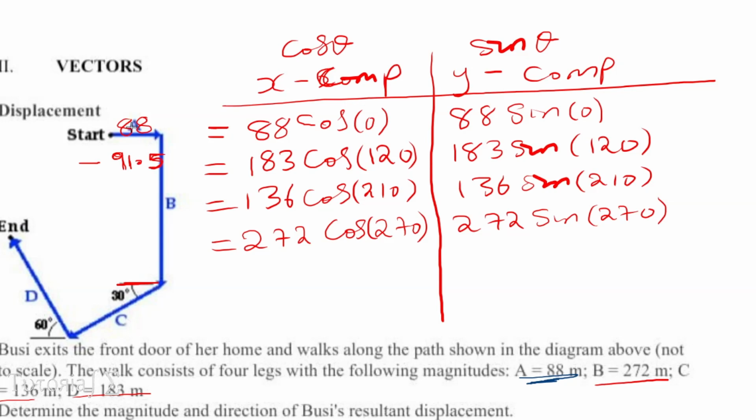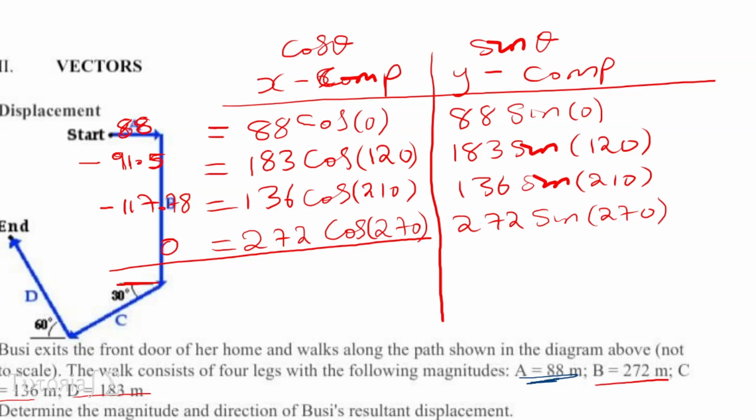So the next one is 136 cos 210. It would be what? 136 cos 210. So it's negative 117.78 meters, like that? Yes. Okay. Then the last one, that will give you a 0, right? It's 0. Yeah.